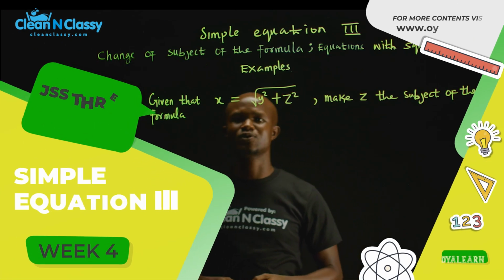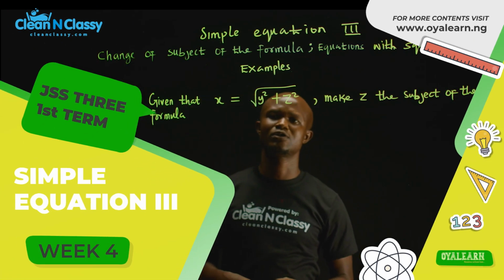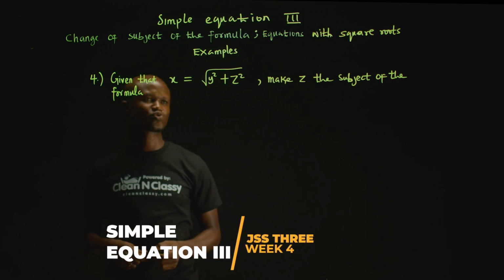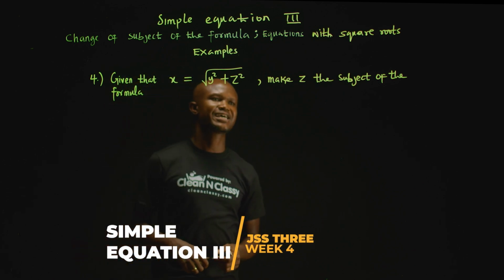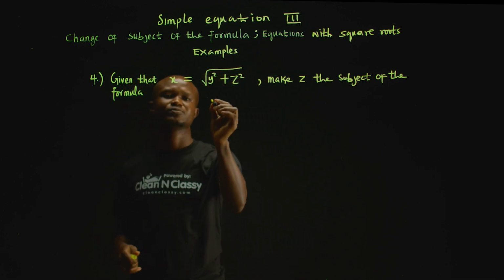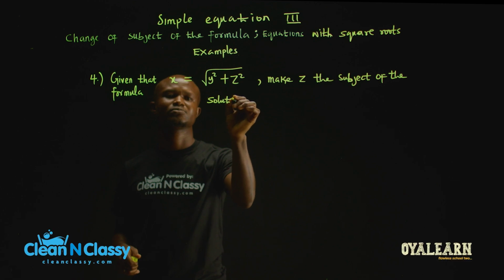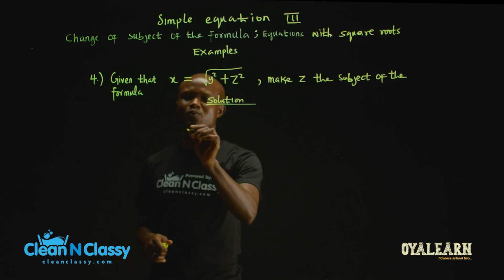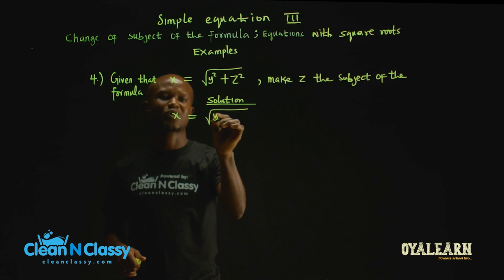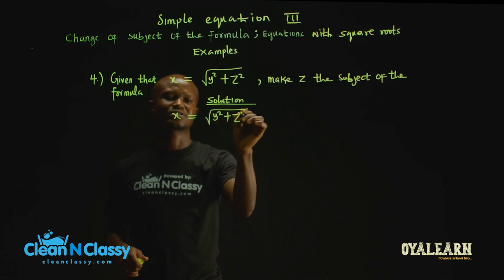Given that x equals the square root of the sum of y squared and z squared, make z the subject of the formula. Solution. We have x equal to the square root of y squared plus z squared.